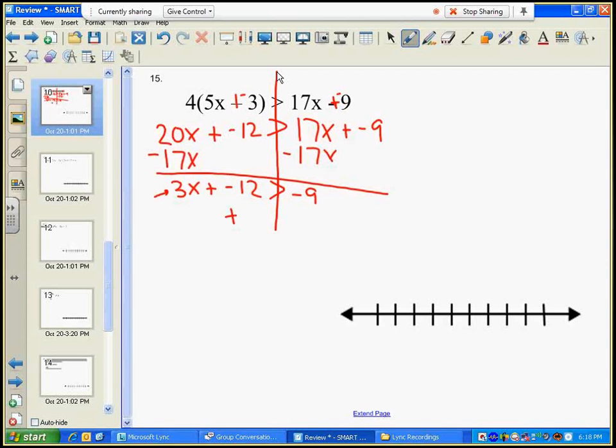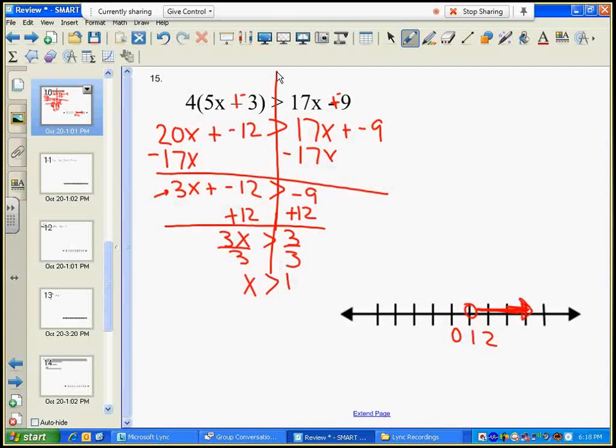So now I'm going to add 12 to both sides. And I end up with 3x is greater than 3. I'm going to divide both sides by 3, and I get x is greater than 1. Let me graph that. So greater than, so that doesn't include 1. I just want all the numbers in that number line that are greater than 1. And there you go.